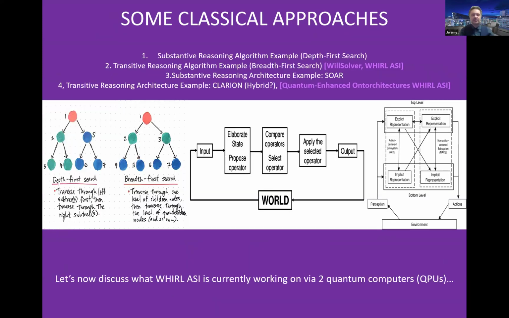So we can compare, for example, depth first search versus breadth first search. Depth first search is very substantive. You're just going to keep on going down branches, up and down. You can do forwards, backwards chaining, up and down the nodes here, for example. But with breadth first, you can go across first and then go down. So you can sort of go a bit wider.